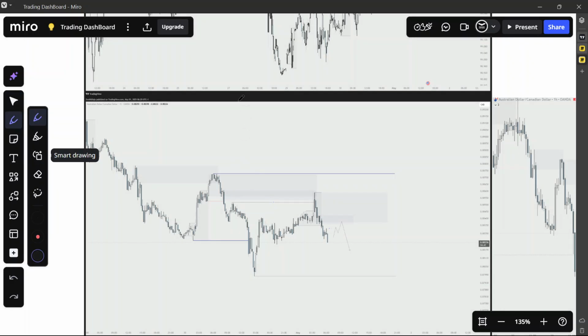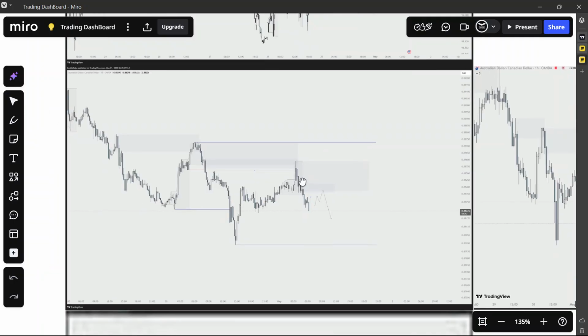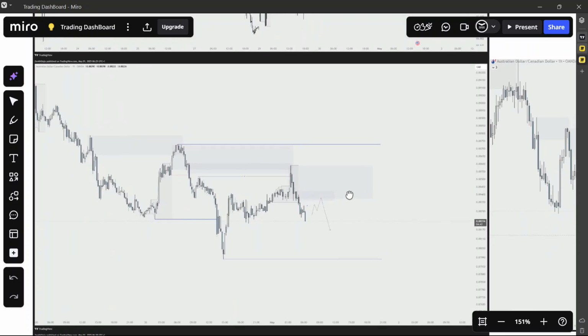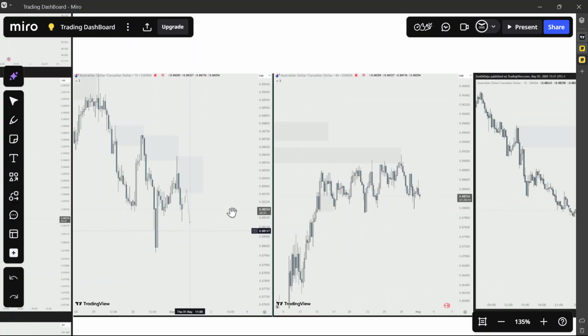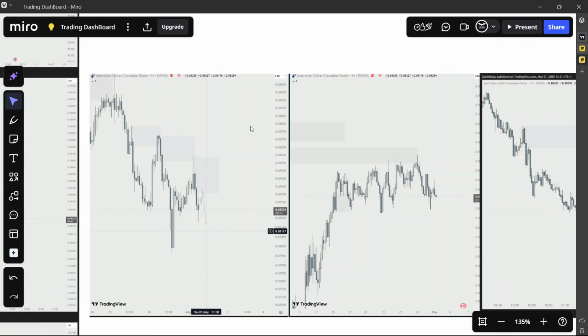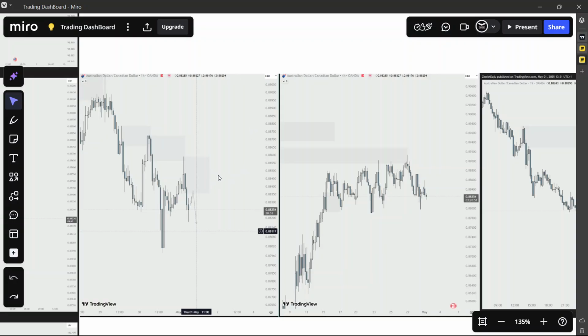Okay, the chart markup that you are currently watching is M15. First, let me go through the higher time frame, and this was my pre-markup. What you're watching on the right side is this. This is my 4H chart markup.